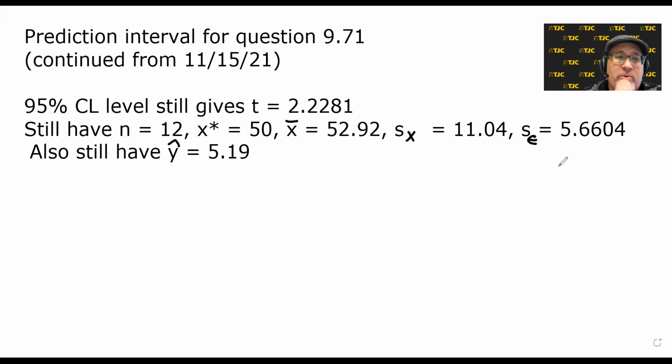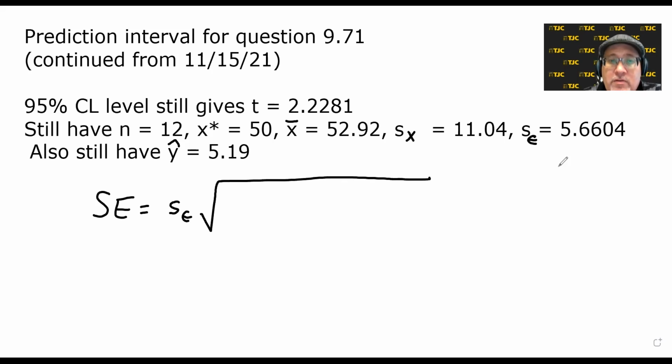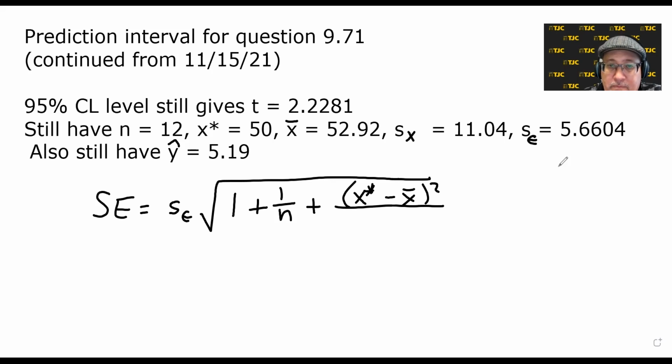The only real difference that we have to do is when we calculate the standard error, it's the standard deviation of errors times the square root of 1 plus 1 over n. The 1 plus is what's different about the formula, but the rest of the formula is still the same. So give me a second to get that set up. All right, so there's the formula for the standard error of a prediction interval.